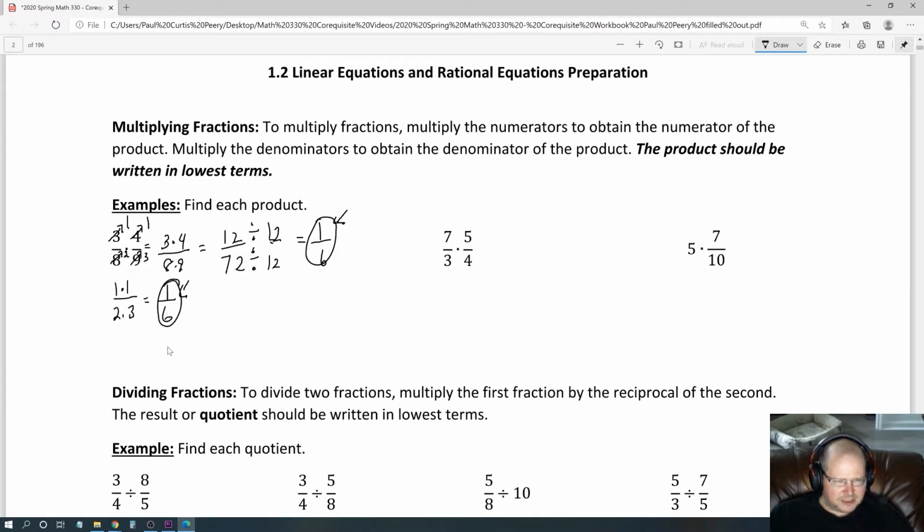Sometimes the numbers are going to be really large, and you're going to have even multiple fractions. So if you can cancel things out before you multiply, it will probably make your life a little easier. So easy ones, probably do it the first way. More difficult ones, probably do it the second way. Okay, so let's try this one.